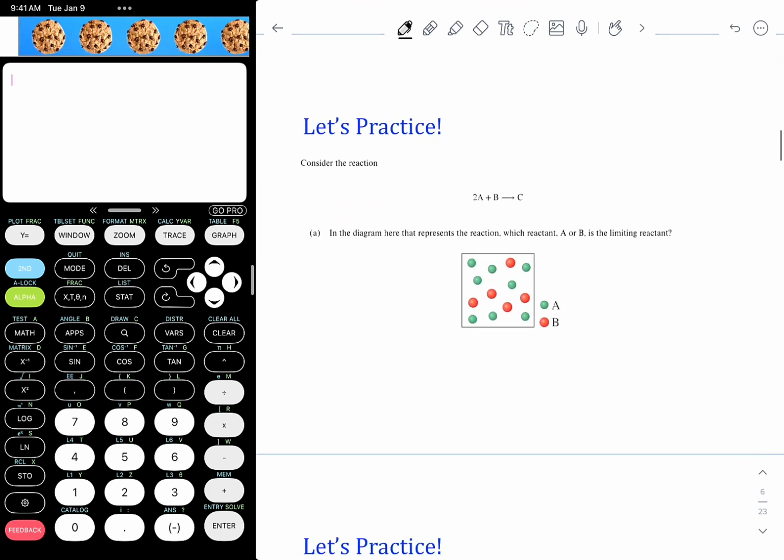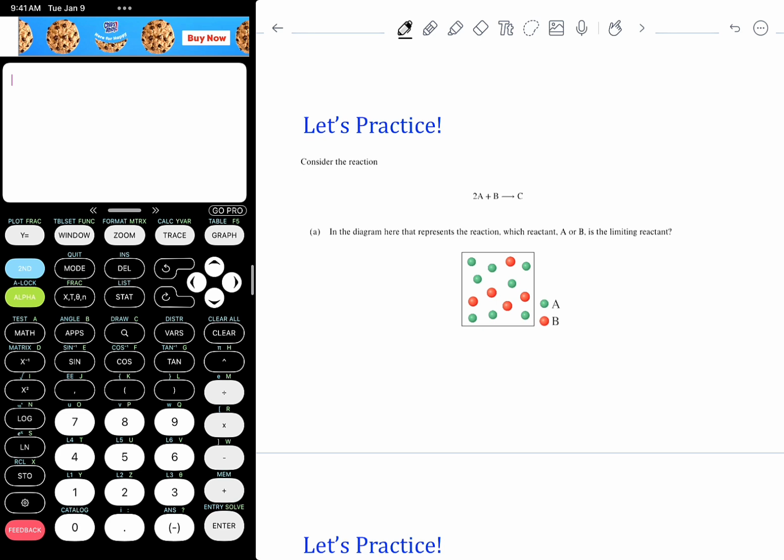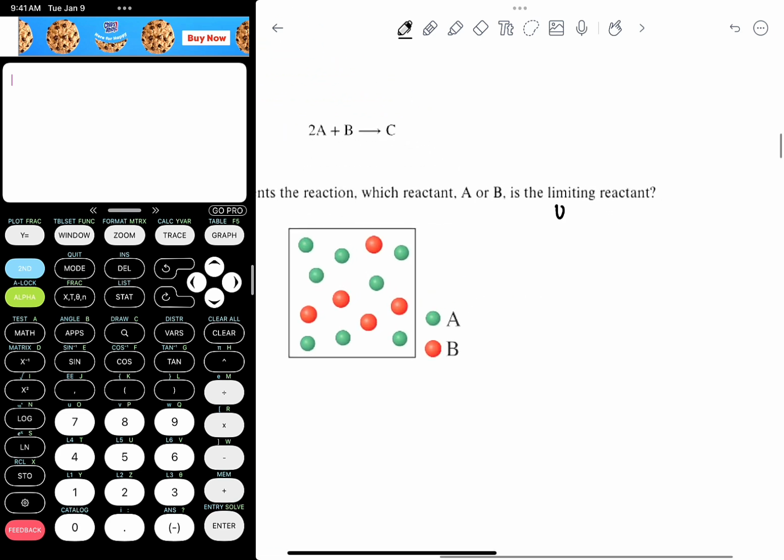Before we jump into how this relates to chemistry, let's think of what a limiting reactant is in terms of an equation at all. We won't even say it's a chemical equation. Consider this reaction: 2A plus B goes to C. In the diagram here that represents this reaction, which reactant, A or B, is the limiting reactant? The limiting reactant would be the one that's used up first.